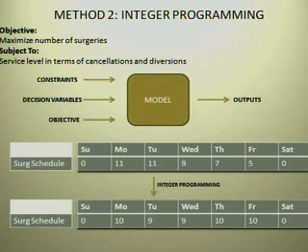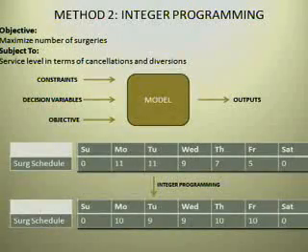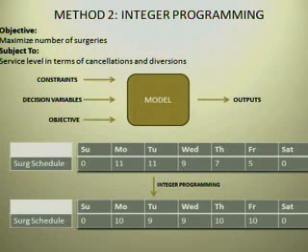So the model will take constraints, decision variables, and the objective. And in this case, the decision variable will be the surgery schedule. And the objective is to maximize the number of surgeries subject to service level in terms of cancellations and diversions. So say if you have this kind of surgery schedule right here, and you throw that into the model, the integer program will give you a new surgery schedule that will work best for the hospital.